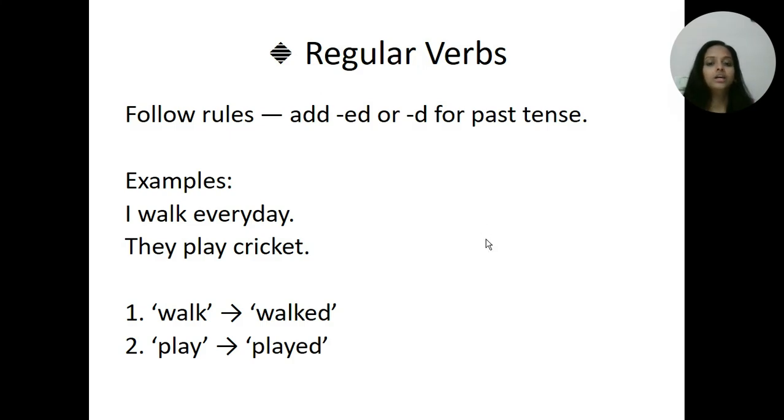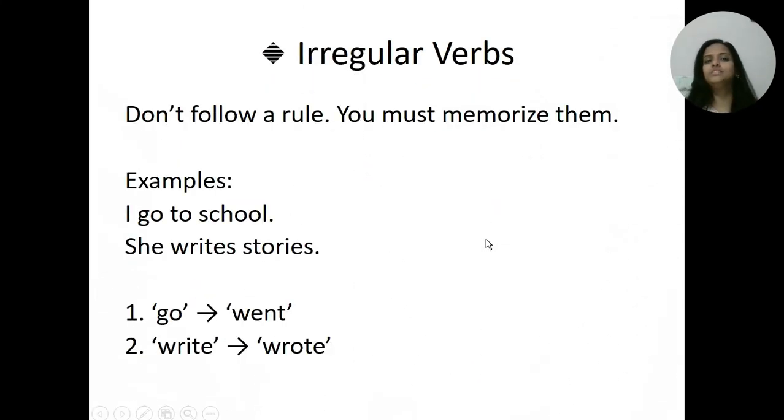Simple and easy. The next one is irregular verbs. These are a little tricky because they don't follow a fixed rule when forming past tense or past participle. So their changes are different. That's why you just need to memorize them because they don't follow the rules. I go to school. In past tense, how do you say this? I went to school yesterday. She writes stories. She wrote a story yesterday. Got it? So the verb completely changes, not with ed or d.